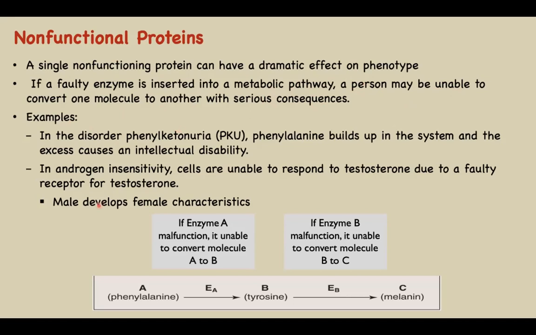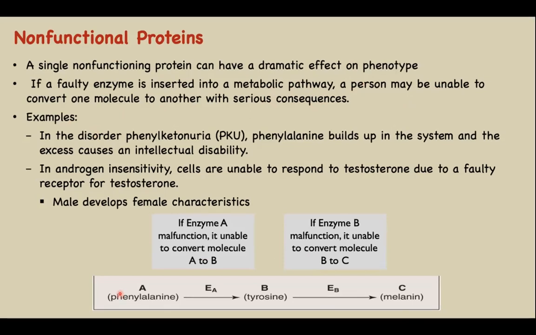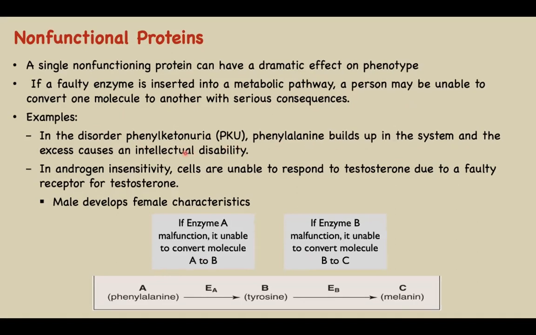Okay, for example, kalau kita tengok dekat bawah ni. The example here, which is on page 240. Okay. For this, the first one, the disorder phenylketonuria, PKU, is when the phenylalanine builds up in the system and the excess causes an intellectual disability. So it is the build up of the phenylalanine.